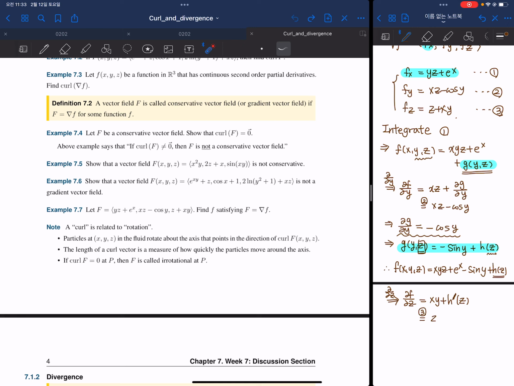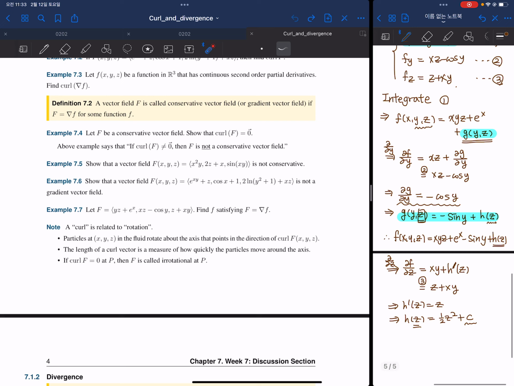The third one says that f_z is actually z plus xy, and if you compare it, then you can see that h prime of z is actually equal to 0. So if you integrate it, then in this case it has 1/2 z squared plus some constant here. Here actually it is a constant because it is only a one variable function, and we just integrate it.